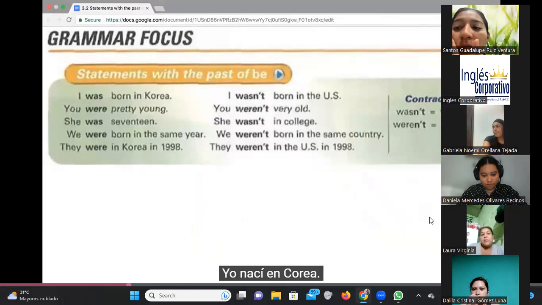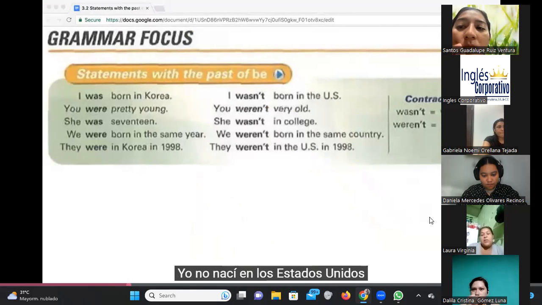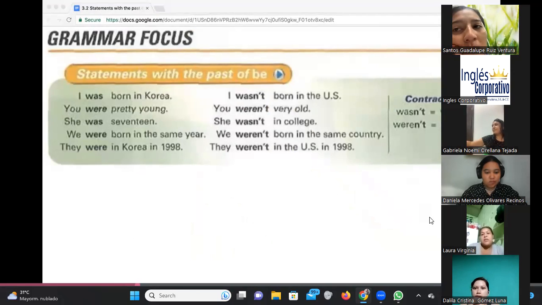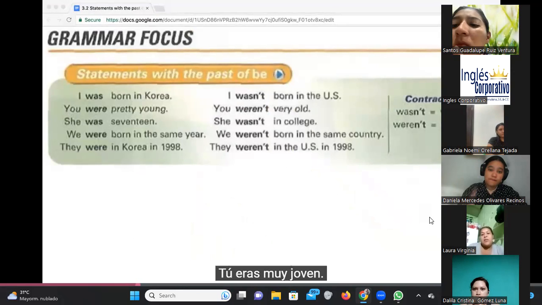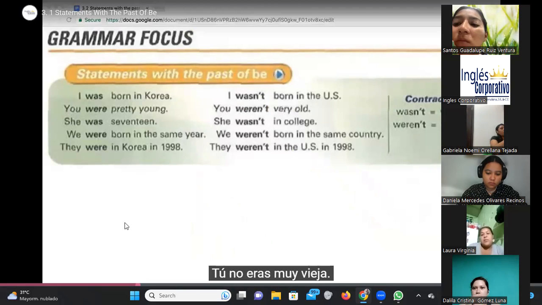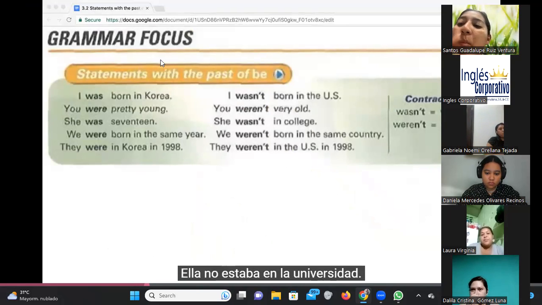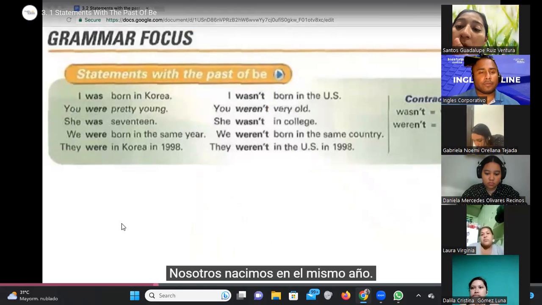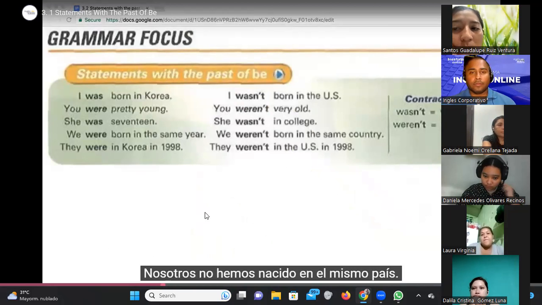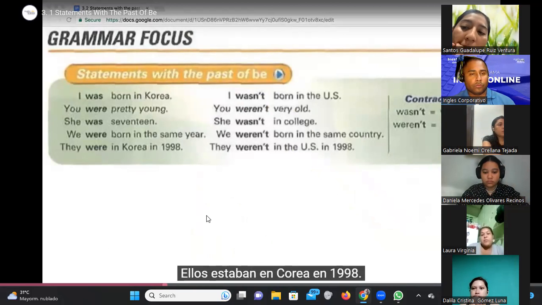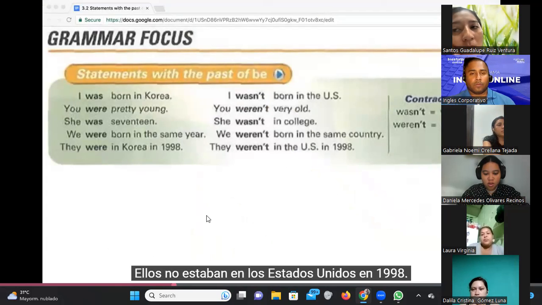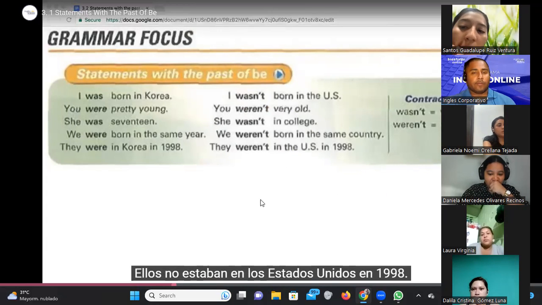I was born in Korea. I wasn't born in the US. You were pretty young. You weren't very old. She was 17. She wasn't in college. We were born in the same year. We weren't born in the same country. They were in Korea in 1998. They weren't in the U.S. in 1998.